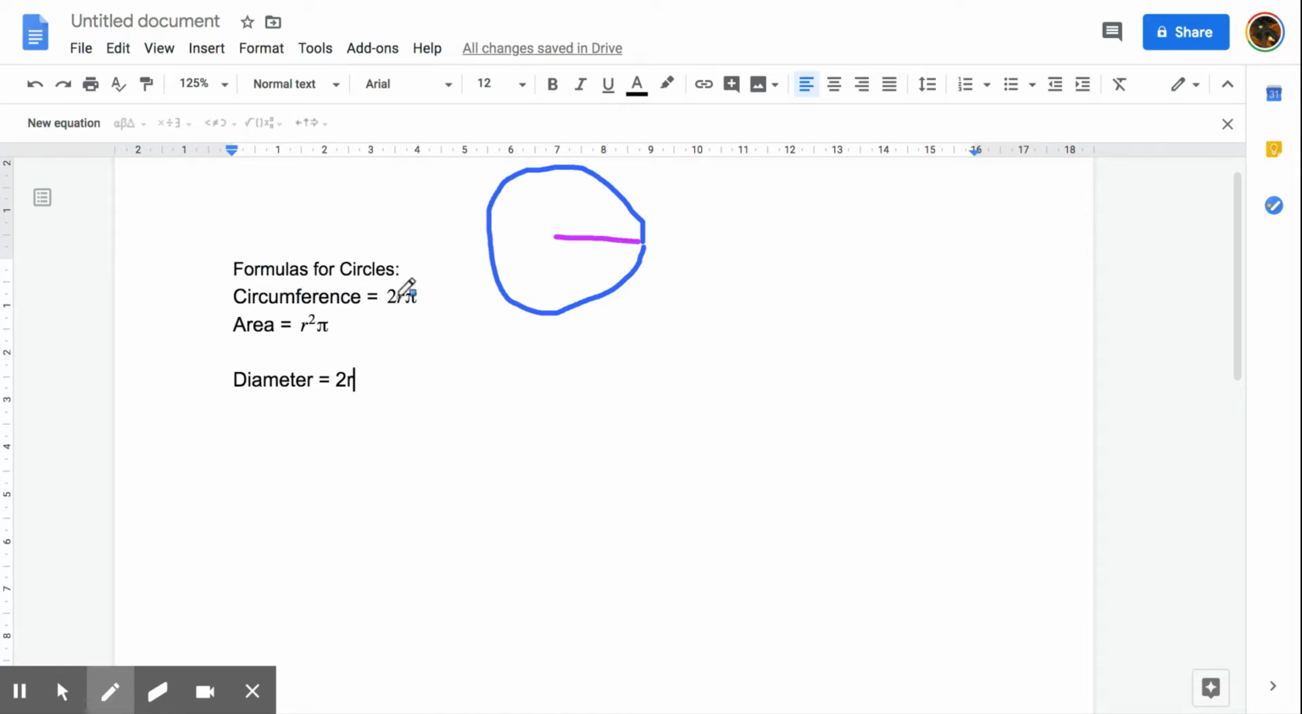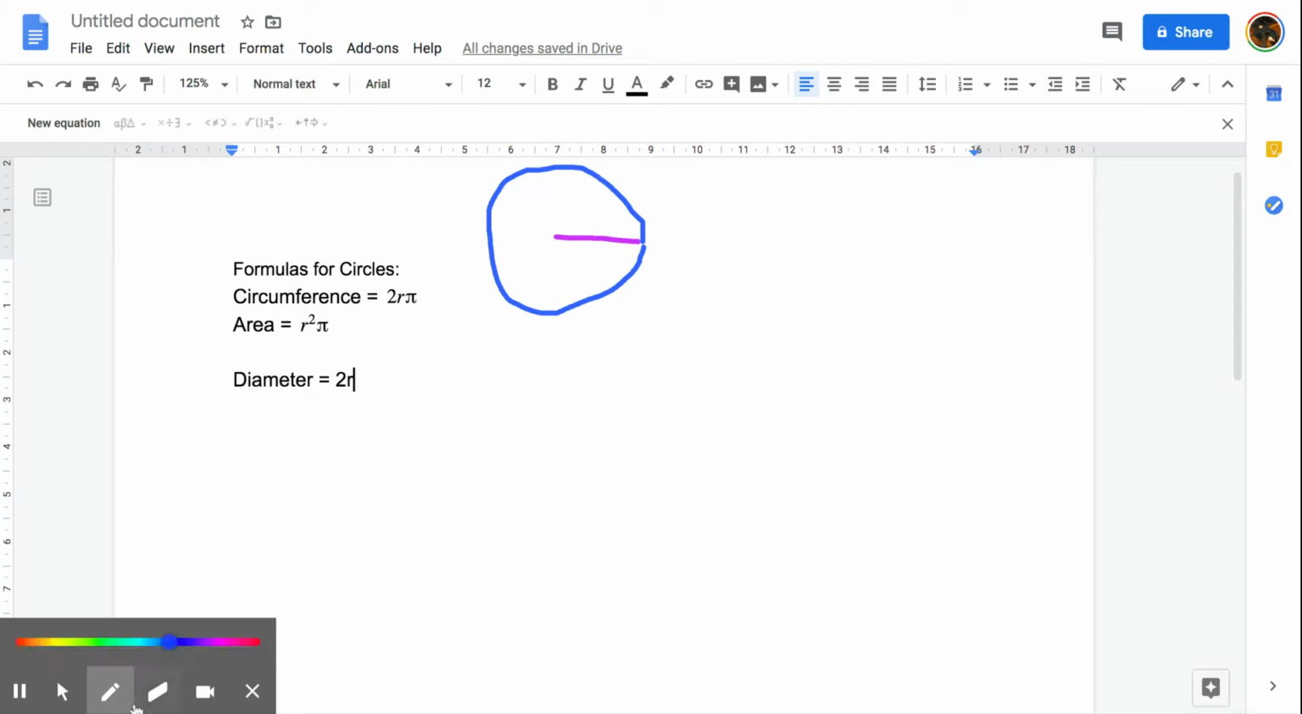Circumference is 2 times the radius times pi, which is approximately 3.14. Area, you take that radius number and you square it. You multiply it by itself and then times pi. To find the diameter, you just take the radius and multiply it by 2.